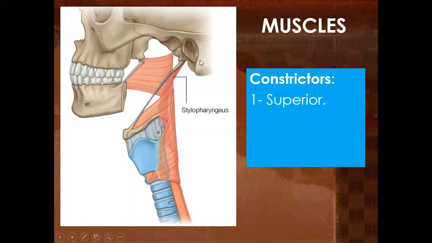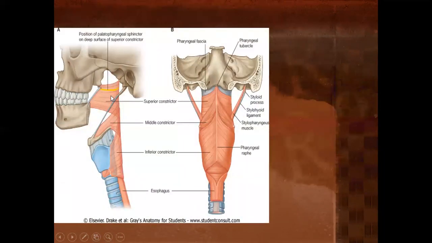The constrictor muscles are the superior constrictor, this is the middle constrictor and this is the inferior constrictor. They are all joined behind posteriorly and overlap each other, and it is totally closed behind. This is how it looks: superior, middle and inferior. But if you see it from behind, from posterior, it is totally closed, overlapping over each other. But anteriorly, it is communicating, deficient.